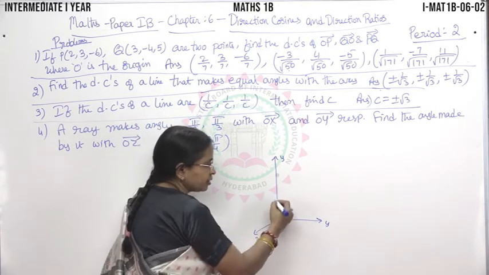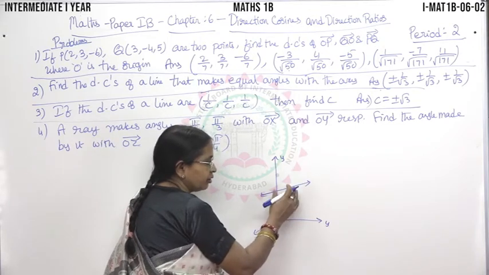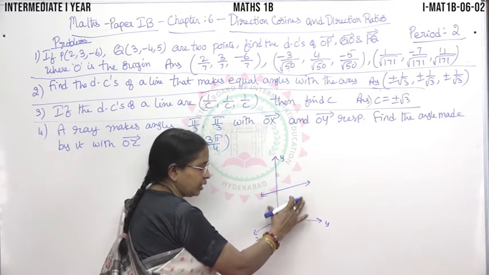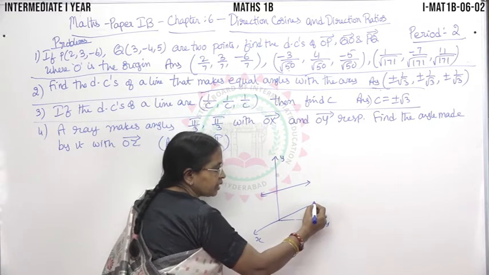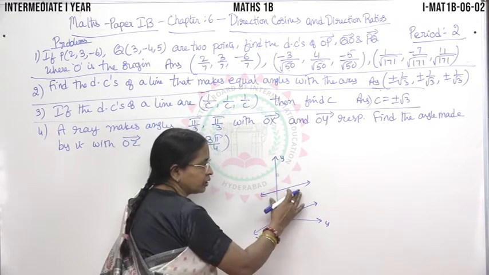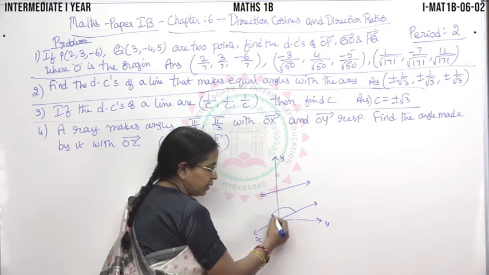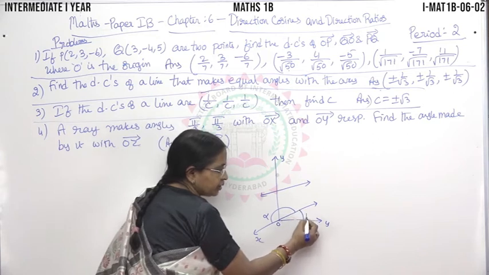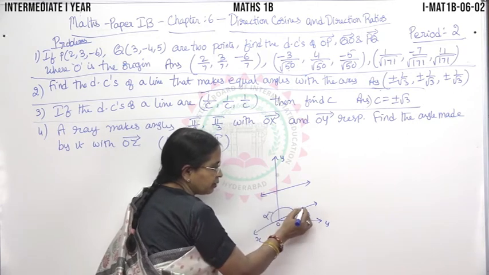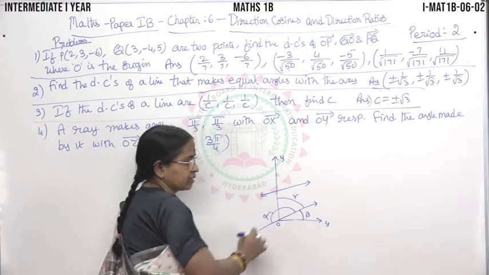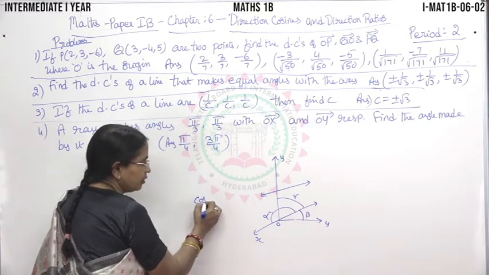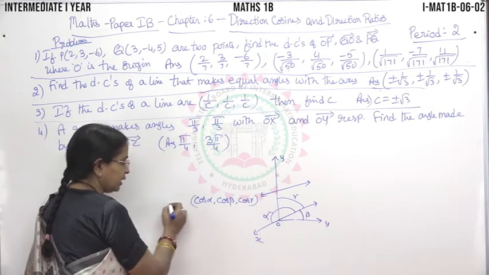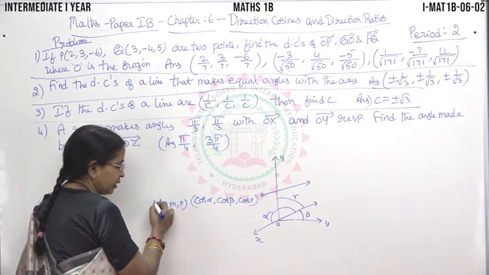Now, suppose you have a line like this. For this line, we define the direction cosines like this. Draw a line parallel to it and passing through the origin. Consider the ray passing through the origin and parallel to it. This line will make some angle alpha with the positive direction of the x-axis, beta with the positive direction of the y-axis, and gamma with the positive direction of the z-axis. Then we define cos alpha, cos beta, cos gamma as the direction cosines of that line. We denote them by L, M, N.